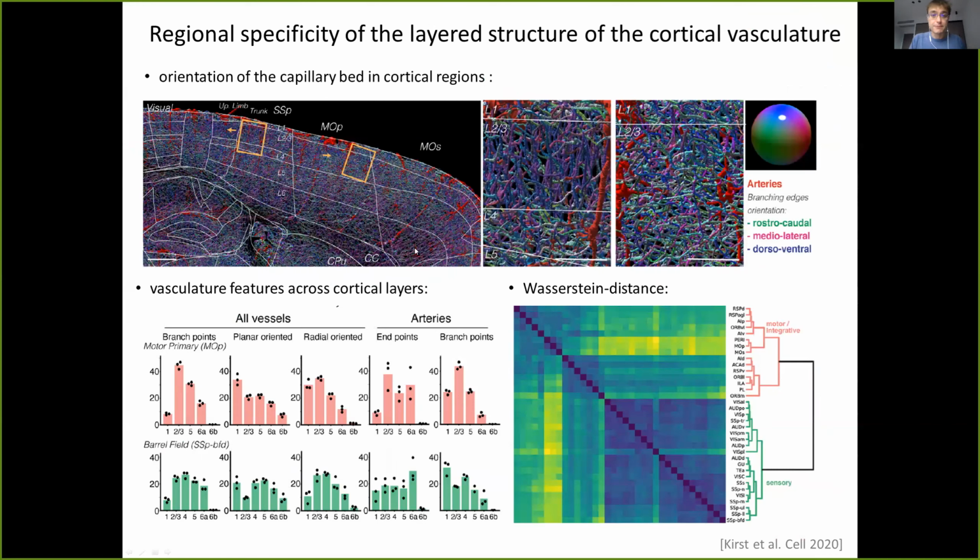We can do slightly more sophisticated analysis, like over here, where we, instead of just measuring the branch point density and length, also measure, for example, orientation of the vessels and then certain features of where the arteries end and how they branch.